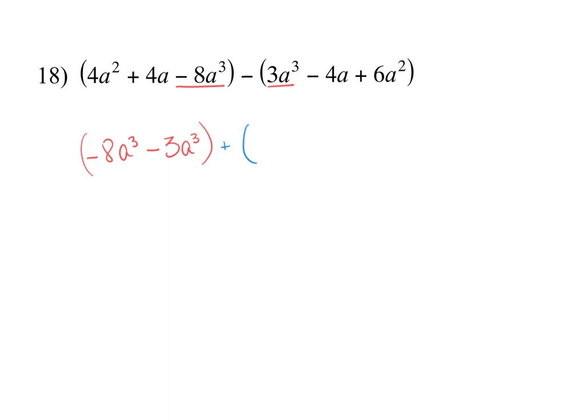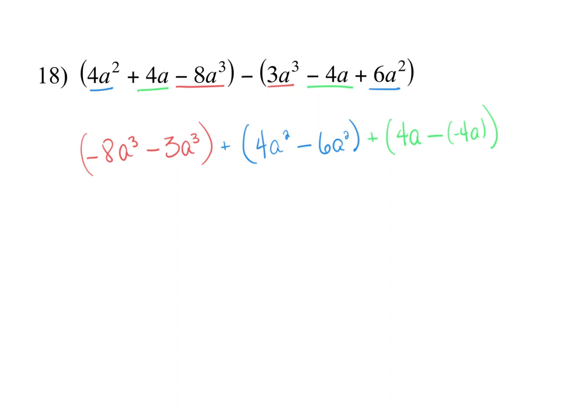Once I have my a cubed, I'm going to go down to my a squared. I have 4a squared minus 6a squared. And then I'm going to go to my a's. I have a 4a minus a negative 4a. And I don't have any constants, so I'm done with my groups.